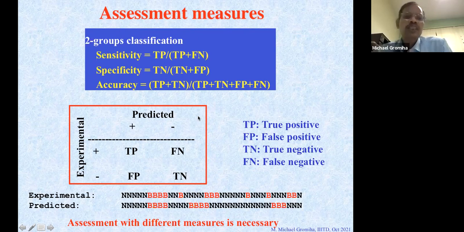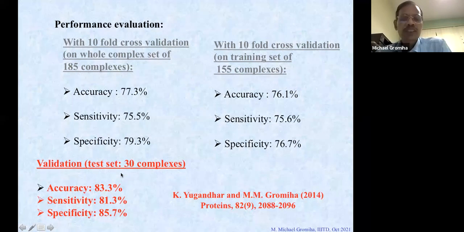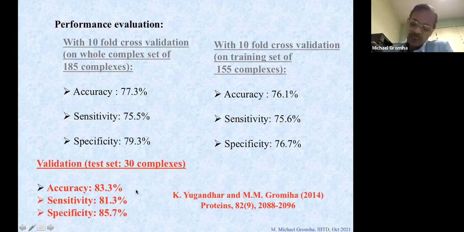So we did the 10-fold cross validation, and here we get an accuracy of 77%. Then we evaluated the performance using a training set of 155 complexes and a test set of 30 complexes. With the test set, we see similar performance, with sensitivity and specificity of about 81-85% and an accuracy of 83%.